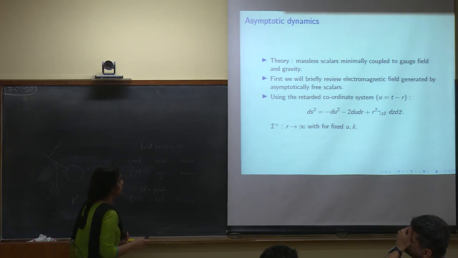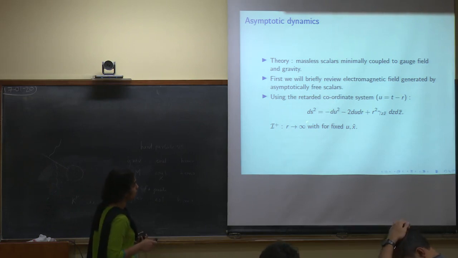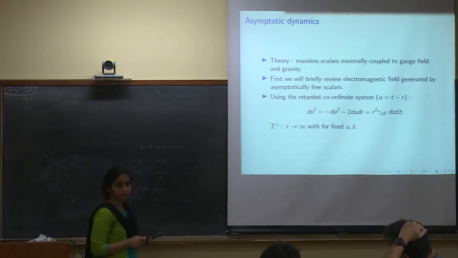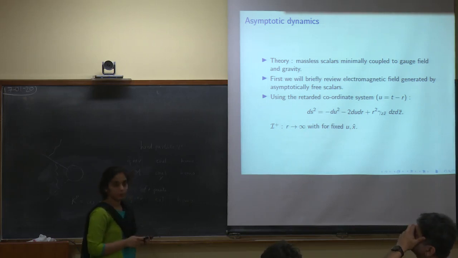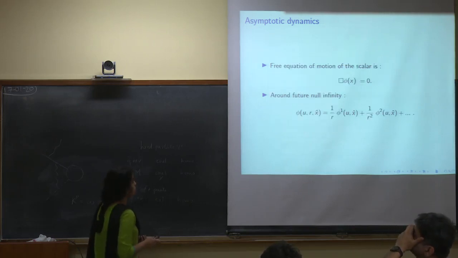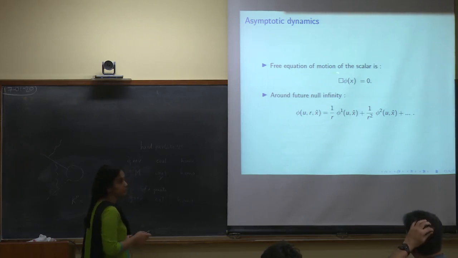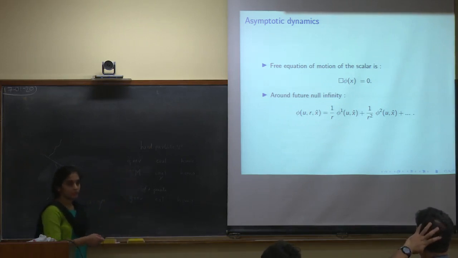Okay, so now we will study dynamics around Scri plus. We start with the flat spacetime in retarded coordinates and just take r goes to infinity for fixed u and x hat. So let's consider the free equation of motion of scalars, since we are considering asymptotically free scalars.